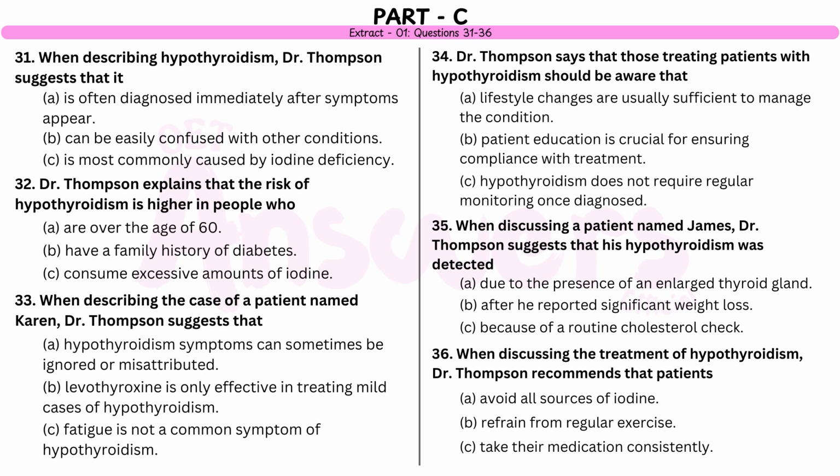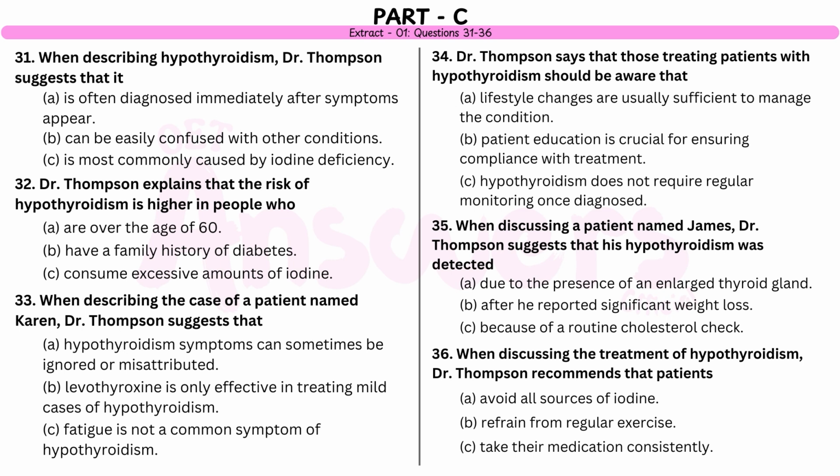For most patients, the goal is to normalize TSH levels with the lowest effective dose of medication. This often requires periodic blood tests and adjustments to the dosage, especially in the first few months of treatment. Patients also need to be aware that it may take several weeks to start feeling better after beginning treatment, as the body needs time to adjust to the increased hormone levels.